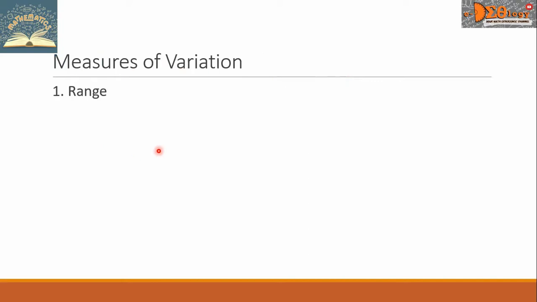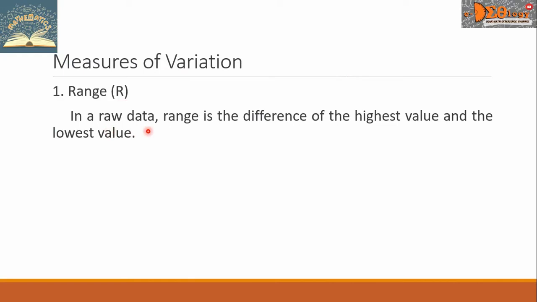The first measure is called range. This is denoted by capital R. In a raw data, range is the difference of the highest value and the lowest value. In symbol, we write capital R, that is the range, equals highest value minus lowest value.